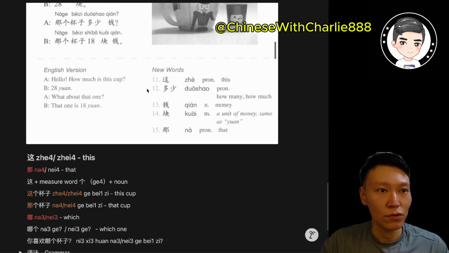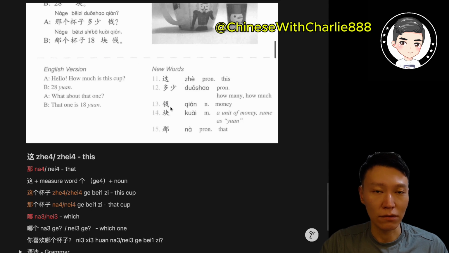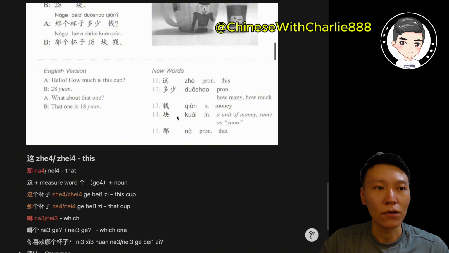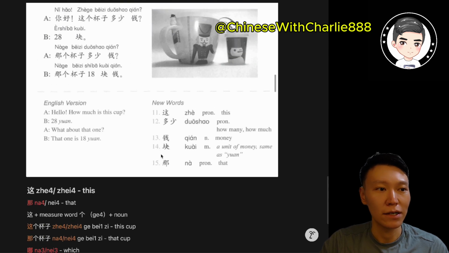Okay, and then number 12, number 13, we already talked about that in part 1 when I was explaining the new vocabulary. 多少钱 just means how much. If you don't know about it yet, please move on to the first part of this lesson. 块 is the unit of Chinese money, and then 那 is what we have already talked about. So that's all.